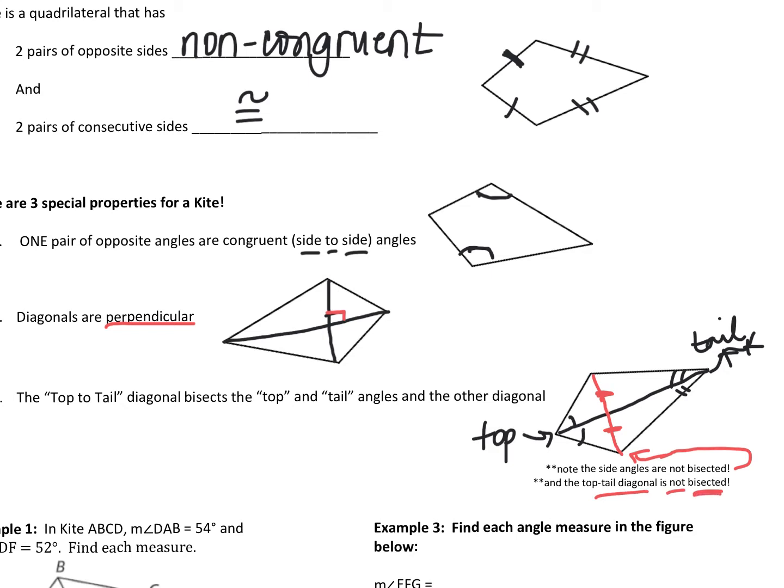So see how I have a long part and a short part? This is long and that's short. And then these two angles are not the same. Okay, so let's do a couple of examples based on these properties.